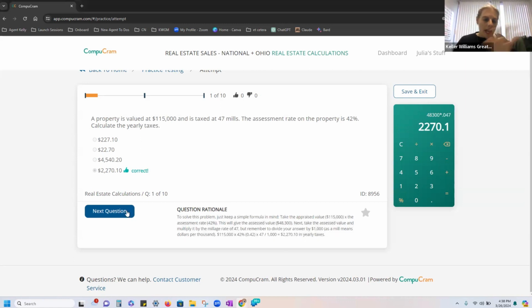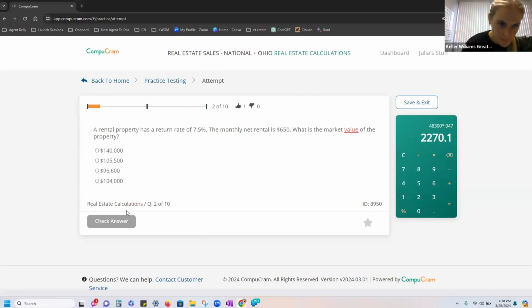All right. So once you get the hang of calculating the mills, the key thing is to remember whether to multiply or divide. So a rental property has a return rate of 7.5%. The monthly net rental is $650. What is the market value of the property? Is that A, 140,000, B, 105,500, C, 96,600, or D, 104,000?